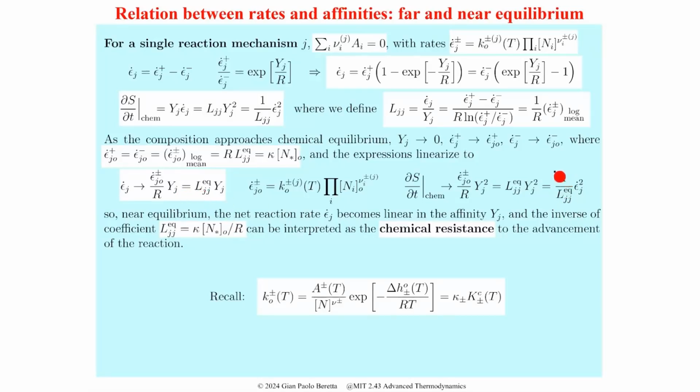The higher this is, it means the lower the L, and therefore for a given disequilibrium, because the affinity is disequilibrium, for a given disequilibrium, you have a lesser rate towards equilibrium. Okay.